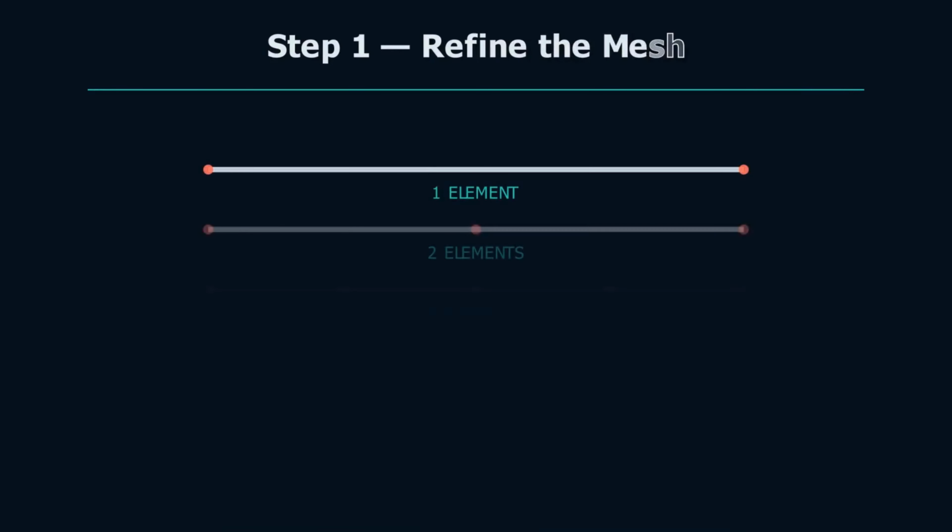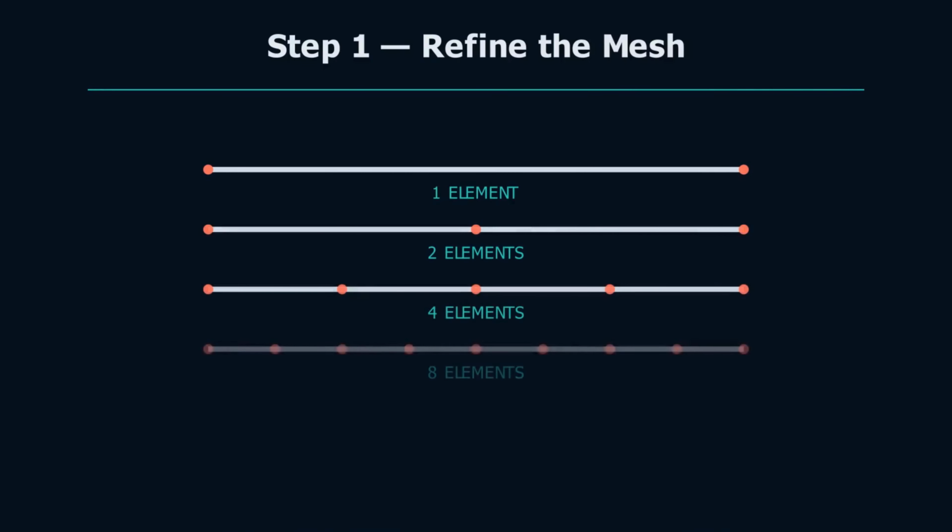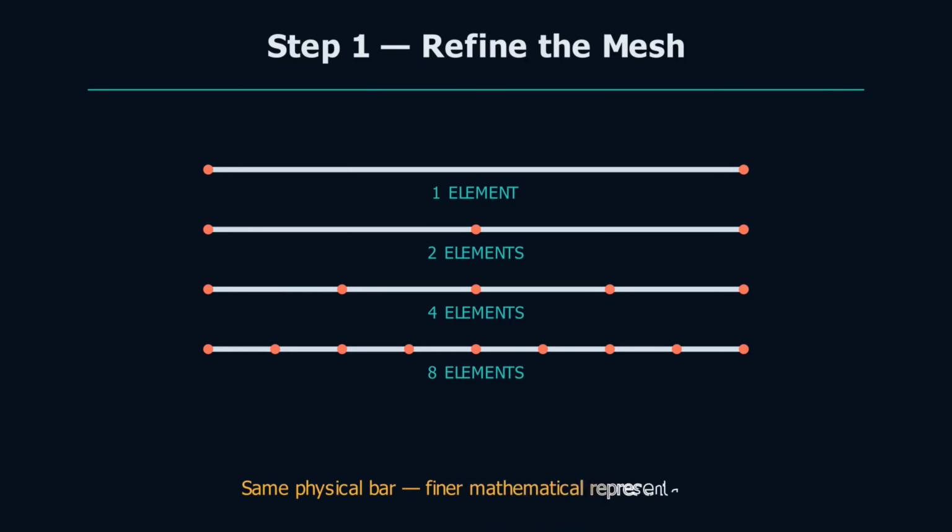Now let's refine the mesh. We divide the same physical bar into 2 elements, then 4, and finally 8. Notice what changes: the number of elements and nodes. Notice what does not change: the physical bar itself. Mesh refinement simply gives our mathematical model more locations at which the displacement can be represented.